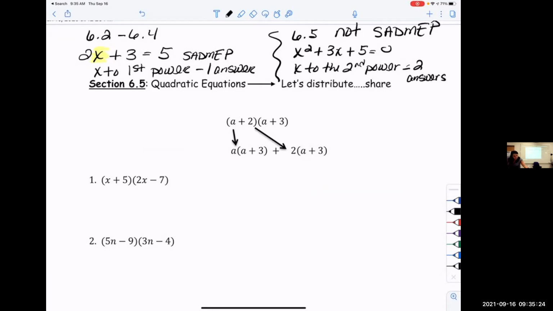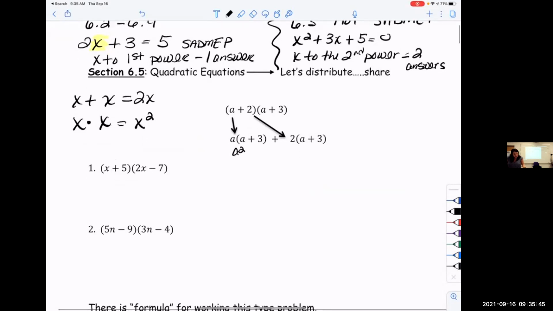So let me just remind you of this. What's the difference between x plus x and x times x? Multiplying changes the exponent, adding changes the coefficient. It's easy to get that confused. All right, so that's going to be a squared plus 3a.